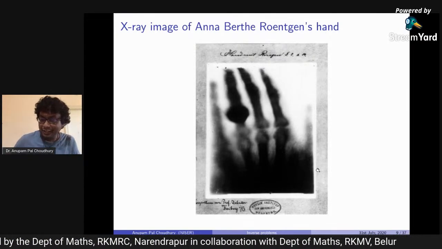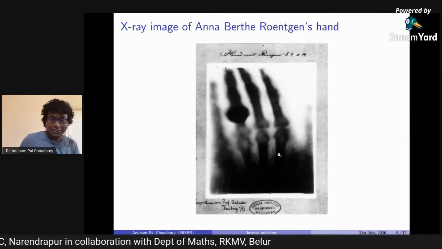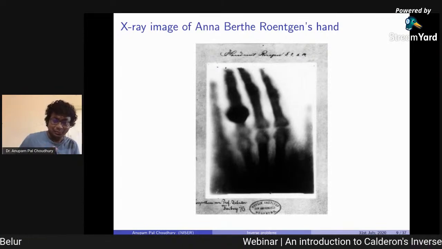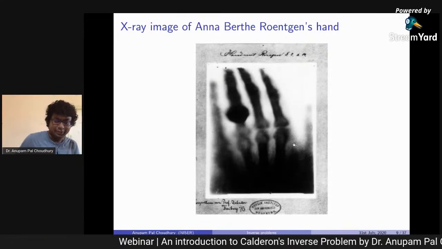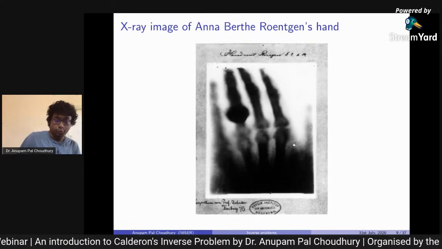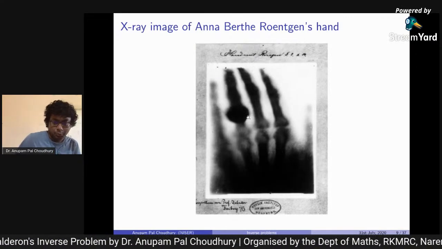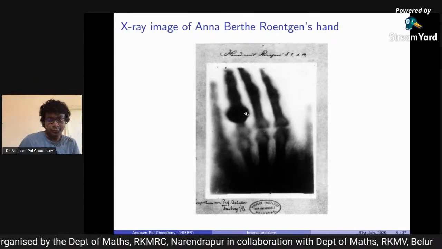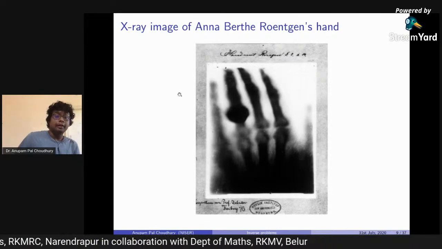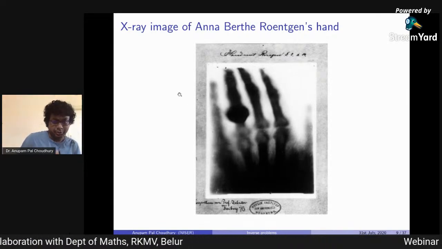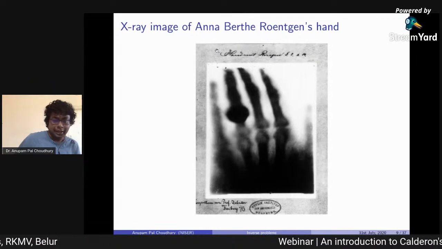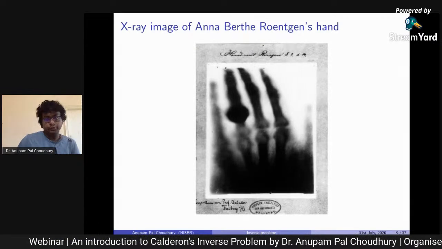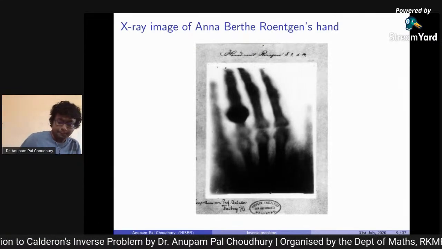So obviously once he discovered that, I guess he wanted to play around with this idea and get some images. So this is a very nice image. This is an X-ray image of his wife's hand. If I understand correctly, this is a ring on one of her fingers. And if you look it up on Google or the internet, you'll see that Anna Bertha played a very important role in the scientific career of Wilhelm Röntgen.